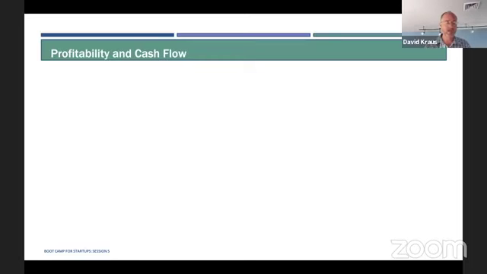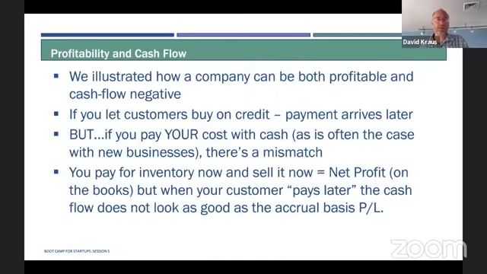All right, so now we're going to talk a little bit about profitability and cash flow. So before we jump into this, again, the big picture: P&L is profitability. Profit and loss measures profitability. Cash flow, you would pull that from your statement of cash flows. So what we looked at before was how a company can be both profitable and cash flow negative.